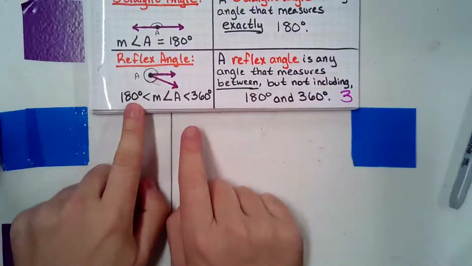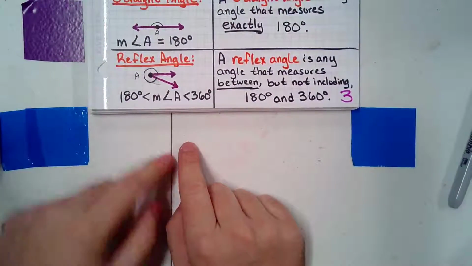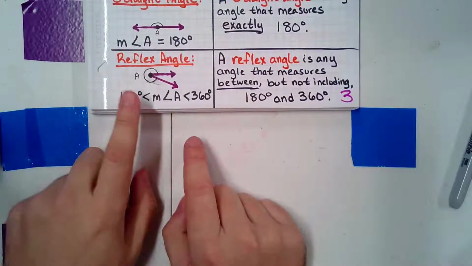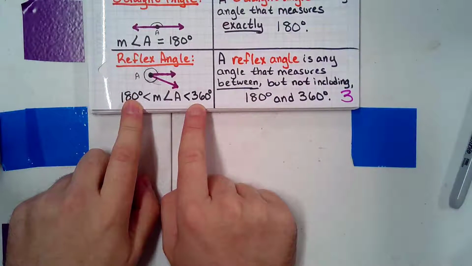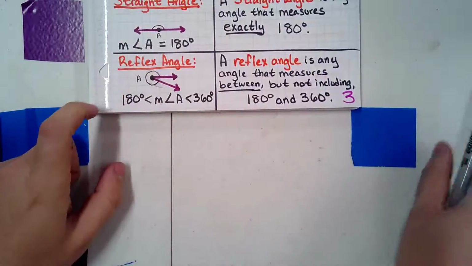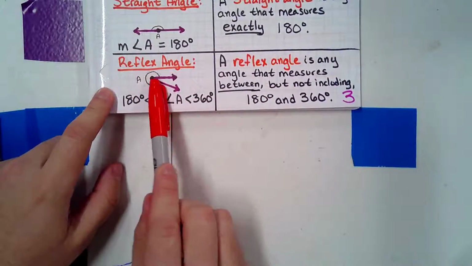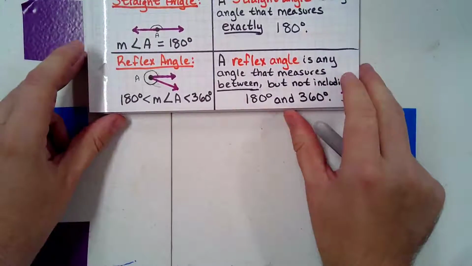A range between 180 and something. Now, you might think 180 and 270 because we're going up by 90s, right? No. Between 180 and 360. This is what we call a reflex angle. Notice that I'm measuring this angle the long way because it's bigger than 180, right? It's going to be the long way.